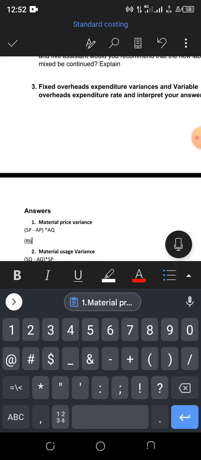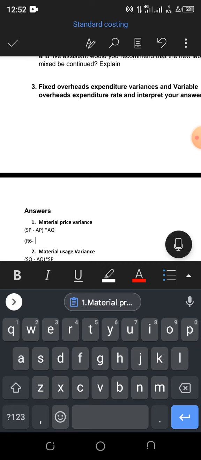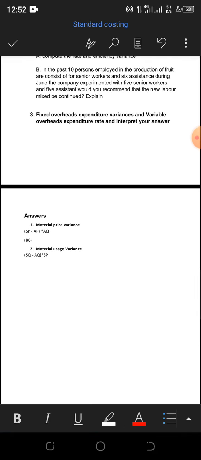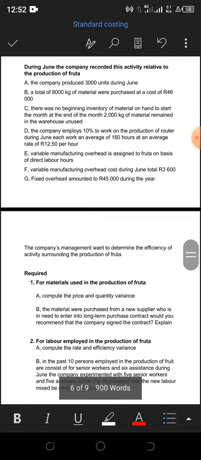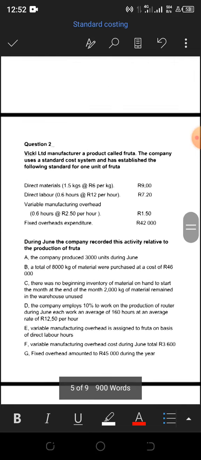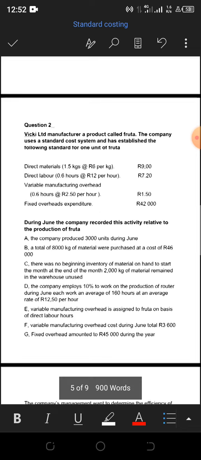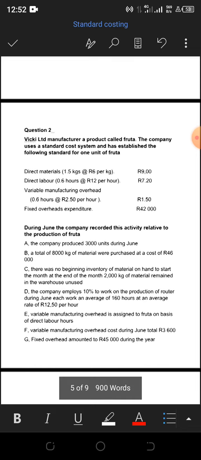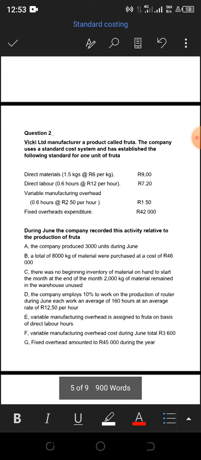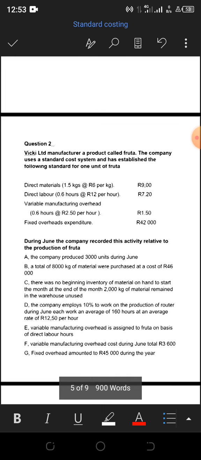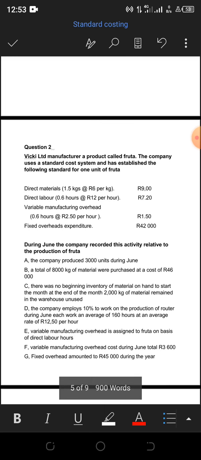6 rand minus the actual price. Okay, now let's check how we are going to get the actual price. Remember, the first part is for only standard prices. Then the second part, they say during June, the company recorded this activity related to the production of fruta, which means that's where we have to determine the actual price of material that has been purchased.